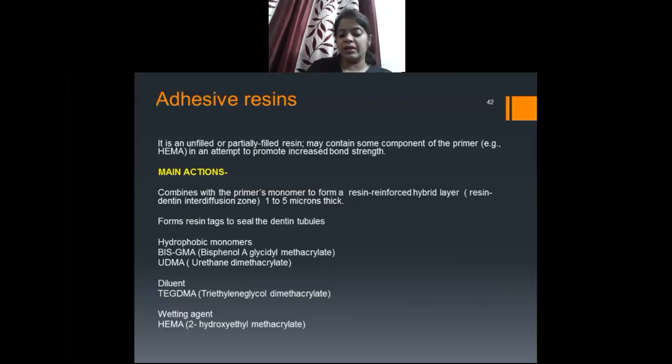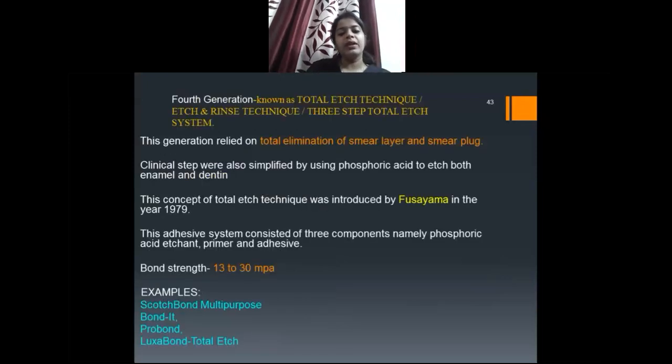like hydroxyethyl methacrylate. Coming to the fourth generation, also known as the total etch technique, etch and rinse technique, or three-step total etch technique system. This generation relied on the total elimination of the smear layer and the smear plug. Clinical steps were also simplified by using a phosphoric acid etch to etch both enamel and dentin. This concept of total etch technique was introduced by Fusayama in the year 1976.